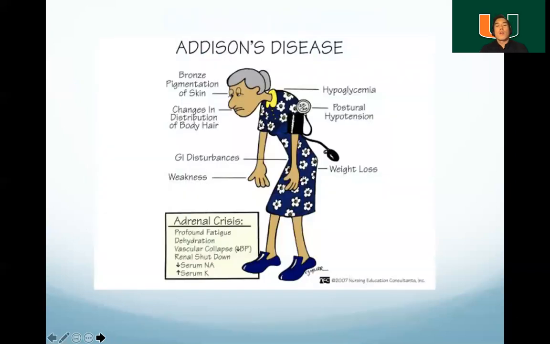Now, this is a kind of cartoon depicting the symptoms you can see in Addison's disease, right? As we mentioned before, you can have a brown pigmentation of the skin. You get changes in distribution of body hair. You don't feel well. You're very weak. You're fatigued. You have weight loss. You have postural hypotension. So the symptoms sound very, very vague, right?